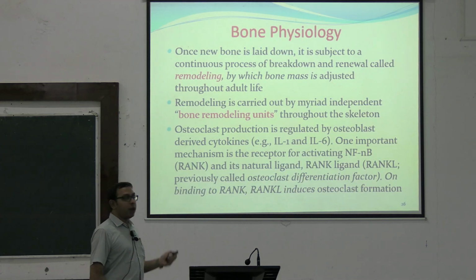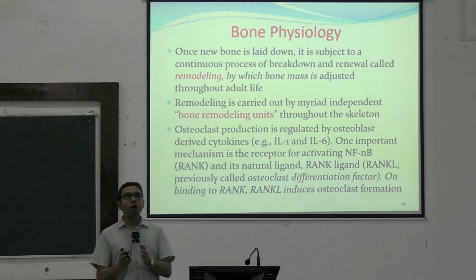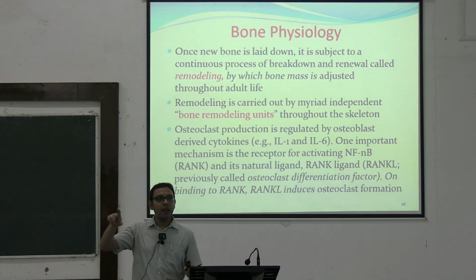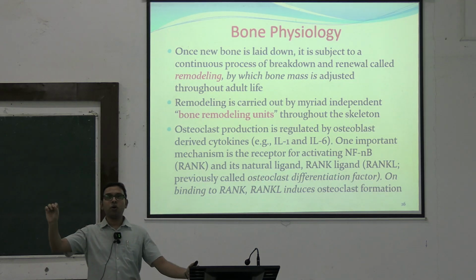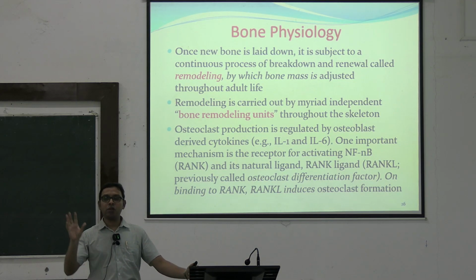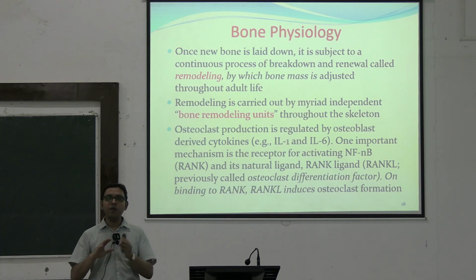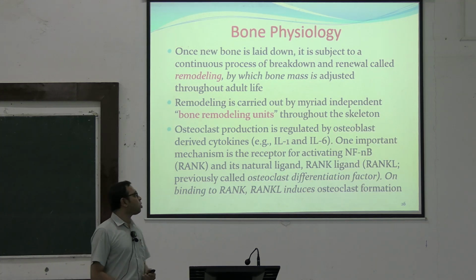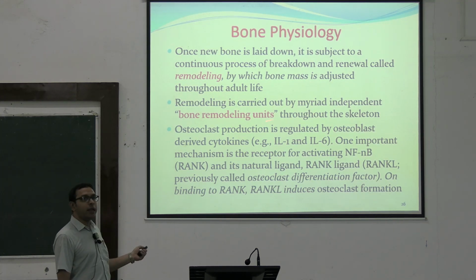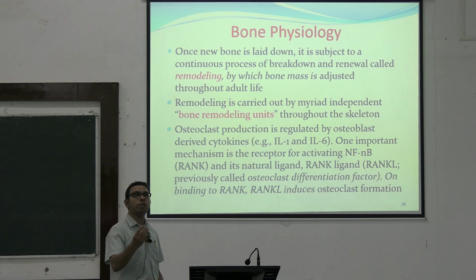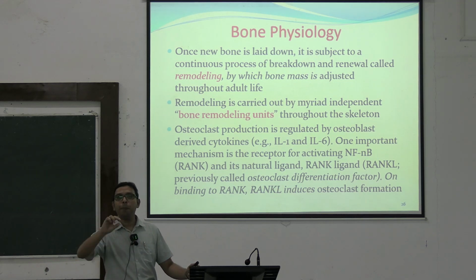Now bone physiology, bone remodeling. There will be a cycle of osteoblast cells, osteoclast cells, and osteocyte cells. Osteocyte cells control the osteoblasts and osteoclasts. Osteoclasts cause bone resorption, osteoblasts cause bone formation. Usually it is balanced, but if it is unbalanced, there will be osteoporosis. These bone remodeling units are basically formed within resorptive pits.